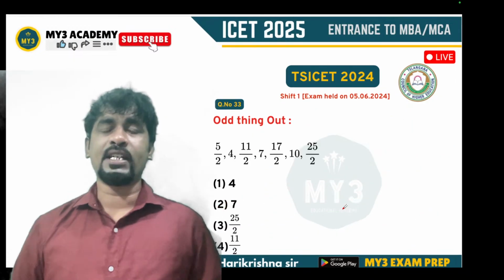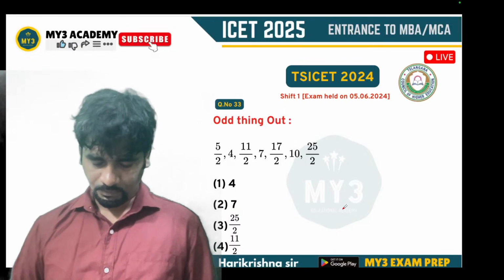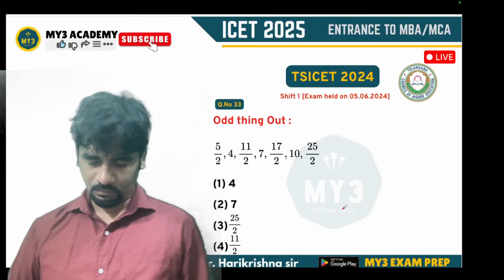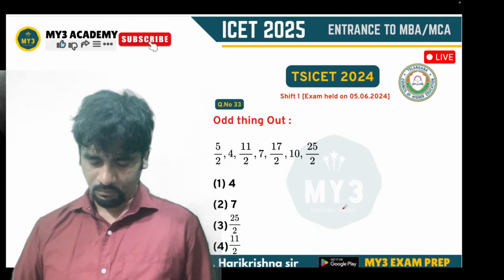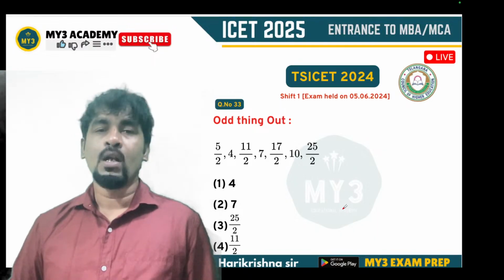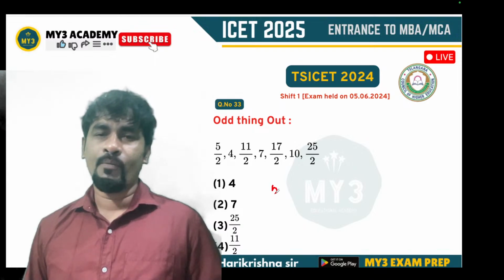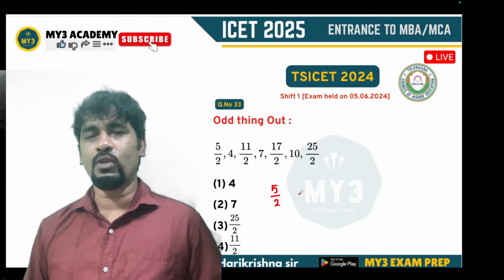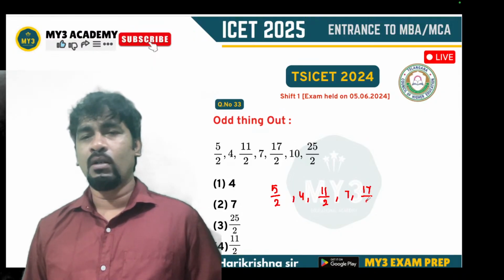Look at the next practice question which is given. Question number 33. So in question number 33, they have given the sequence 5 by 2, comma 4, comma 11 by 2, comma 7, comma 17 by 2, comma 10, comma 25 by 2.